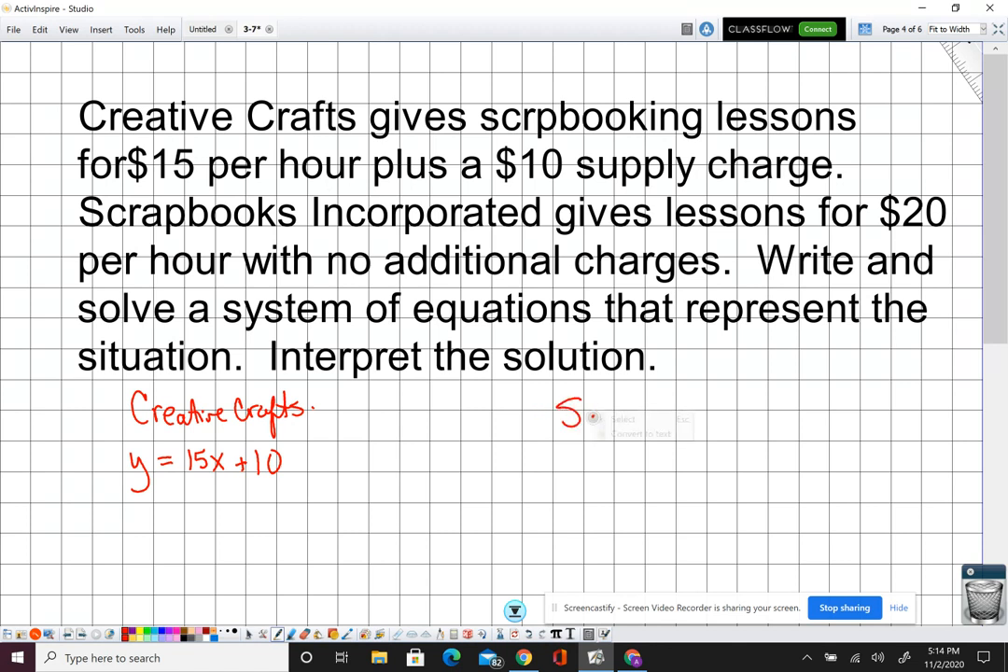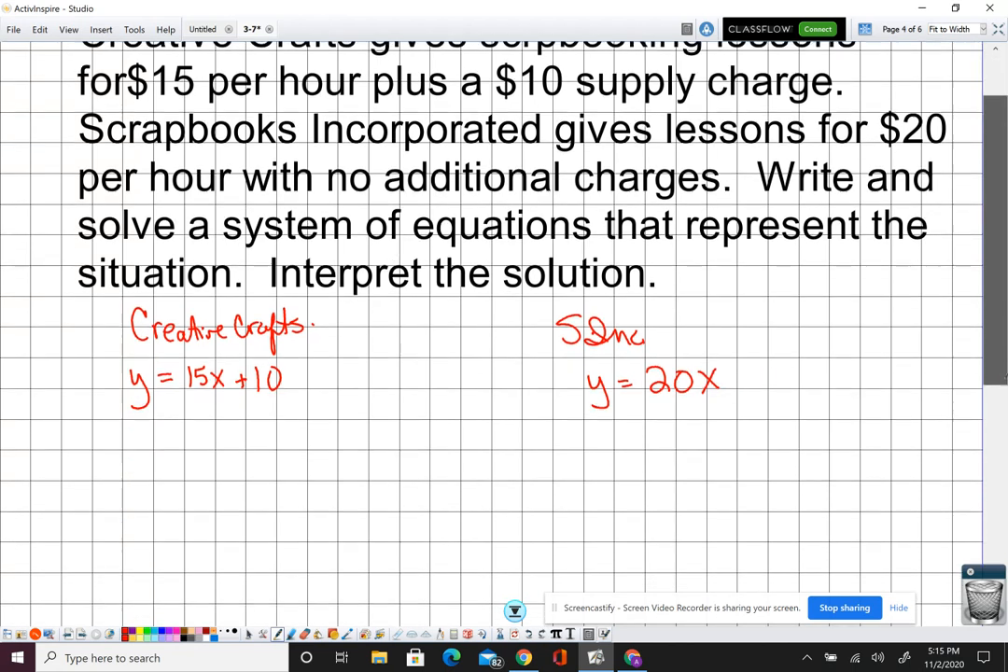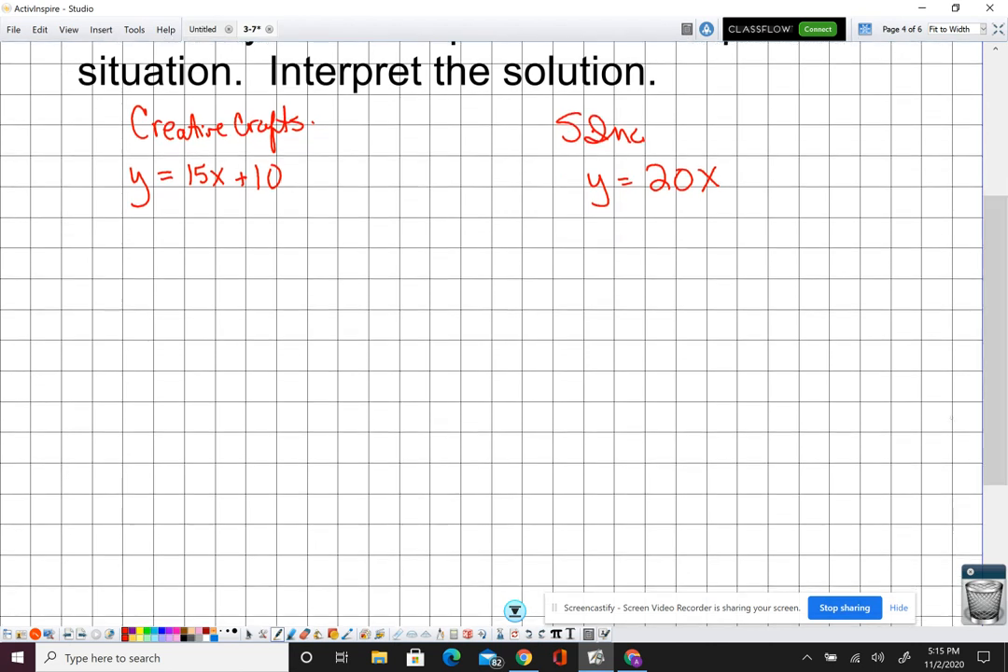Scrapbook Solutions, or Scrapbook Incorporated, they give lessons for $20 per hour. That's their slope, but they don't have any additional charges. So they don't charge for supplies. And I know I said surplus and surcharge, but it should have been supplies. I just wasn't reading things right.